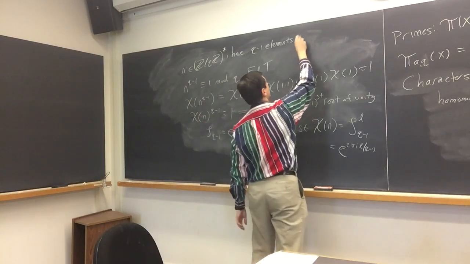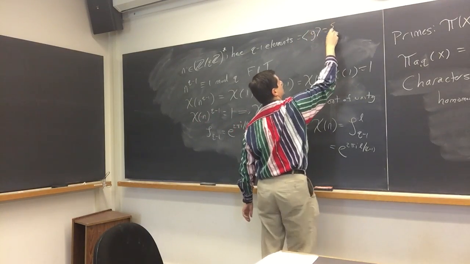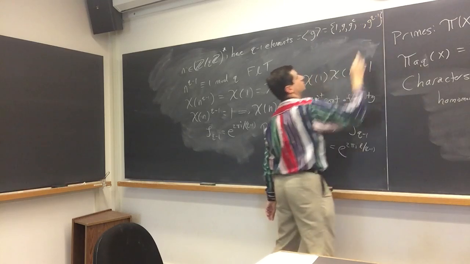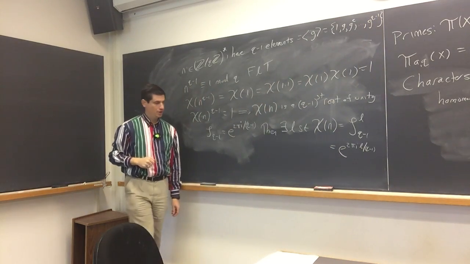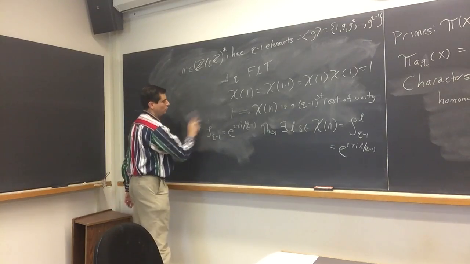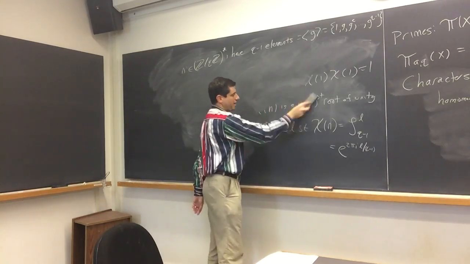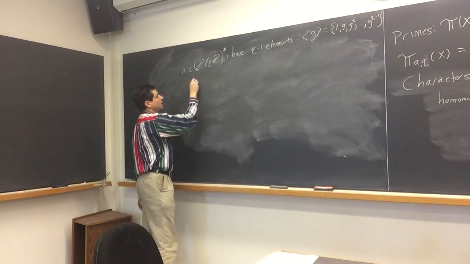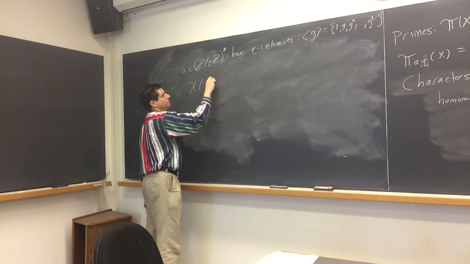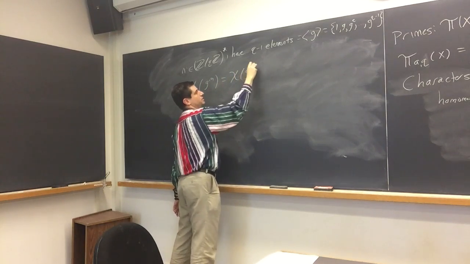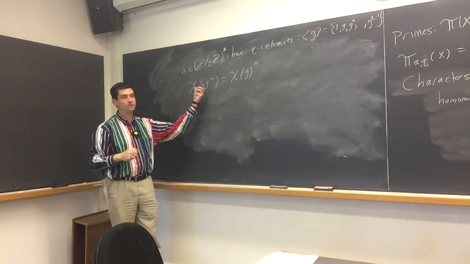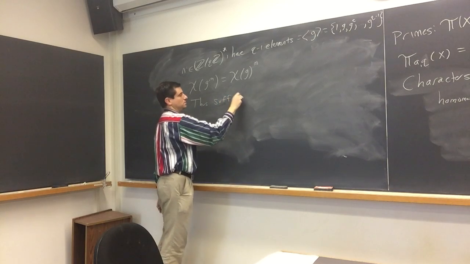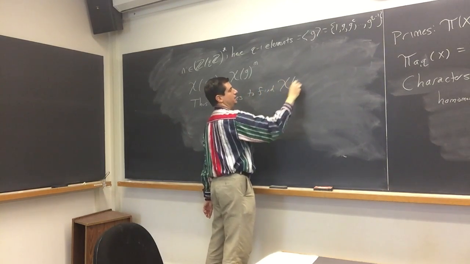So it turns out this is actually generated by some element g. It's 1, g, g squared, up to g to the q minus 2. So we know we have a cyclic group. Because we have a cyclic group, if we know what the character does to a generator, we know what it does anywhere. So chi of g to the m is just chi of g to the mth power. Thus it suffices to find chi of g.